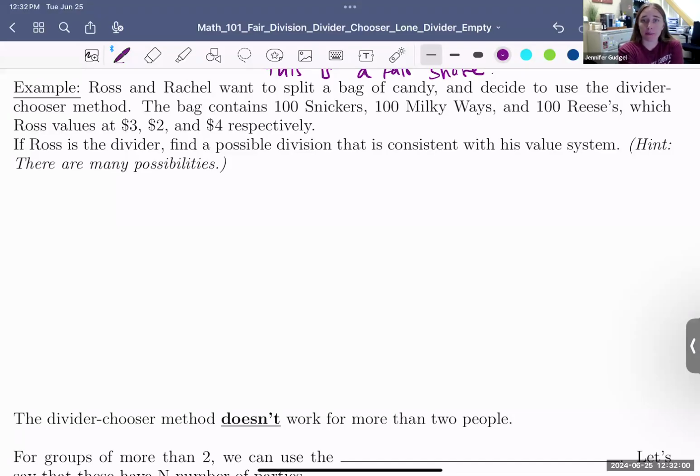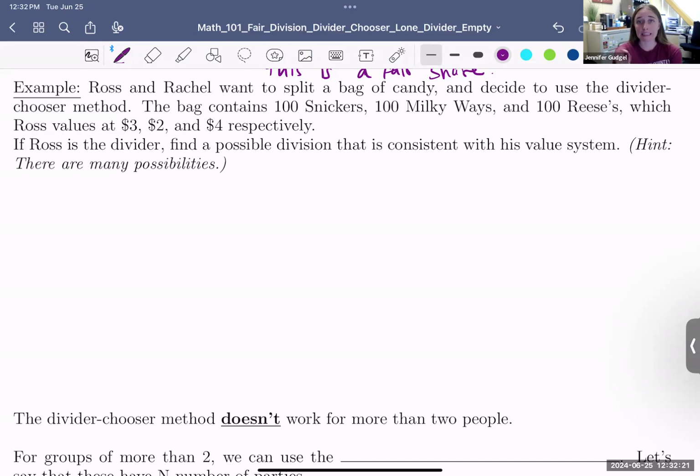Ross and Rachel want to split a bag of candy and decide to use the divider chooser method. The bag contains 100 Snickers, 100 Milky Ways, and 100 Reese's, which Ross values at $3, $2, and $4, respectively. If Ross is the divider, find a possible division that is consistent with his value system.